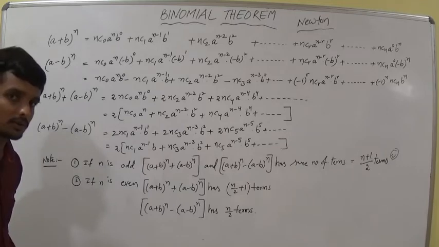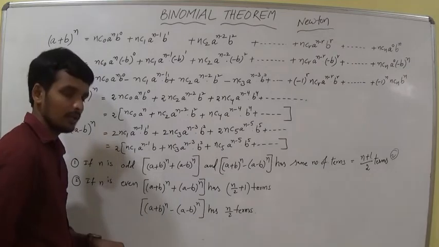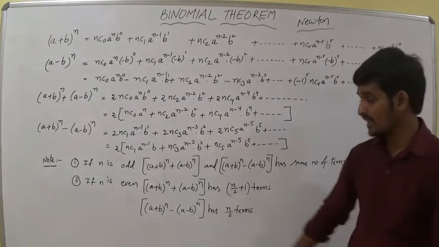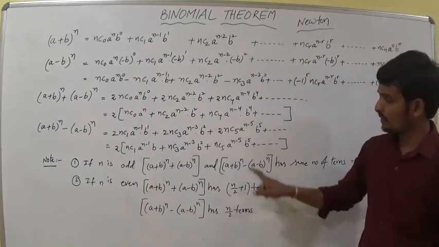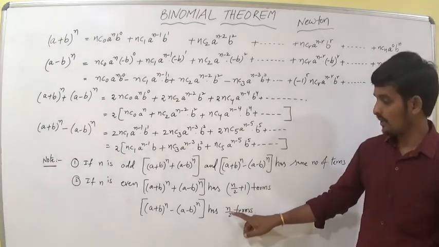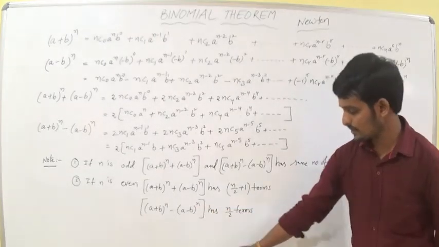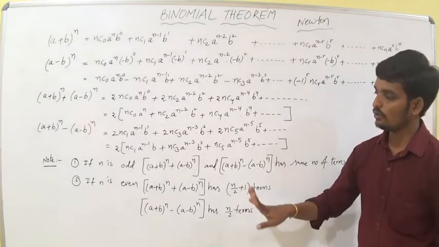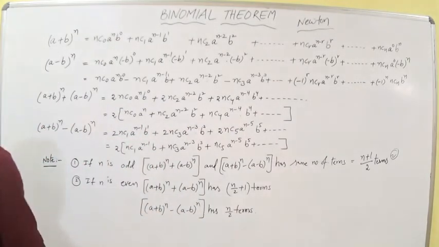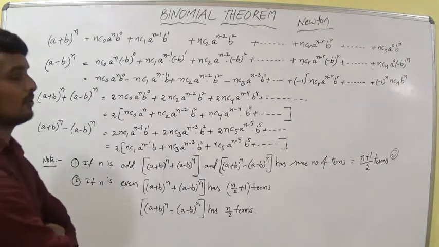Shall we check? We have to check. I won't explain this, since I already explained odd. You have to check these two and get some knowledge. If the value of n is even, the first expression with plus has n by 2 plus 1 terms, and (a plus b) whole power n minus (a minus b) whole power n has only n by 2 terms. I explained odd, and you have to work hard on even. So these all are the important things, we are writing (a plus b) whole power n and (a minus b) whole power n.